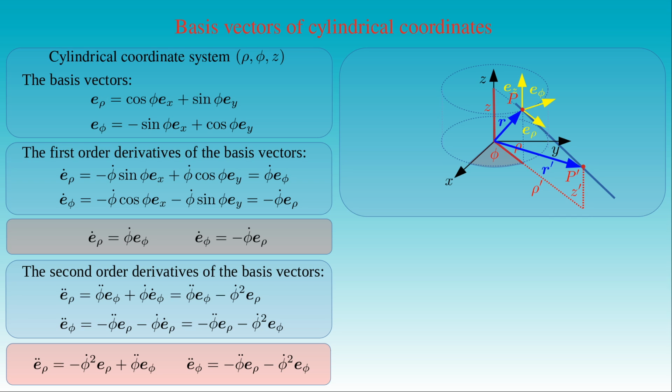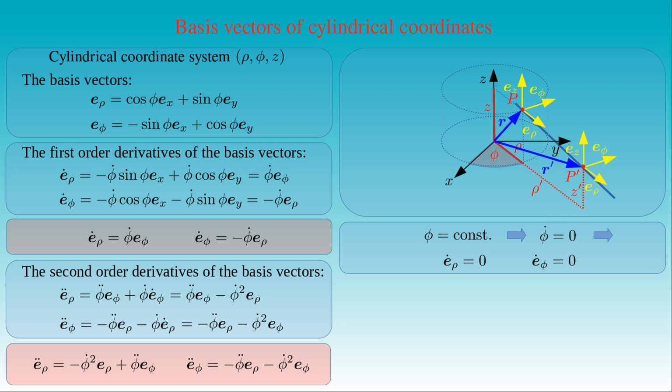z'. Since the azimuthal angle phi is constant, its derivative vanishes. Therefore, the derivatives of the basis vectors e rho and e phi also vanish. That is, the basis vectors do not change along the phi line. As a result, the basis vectors at the point P' are the same as the original ones at the point P.